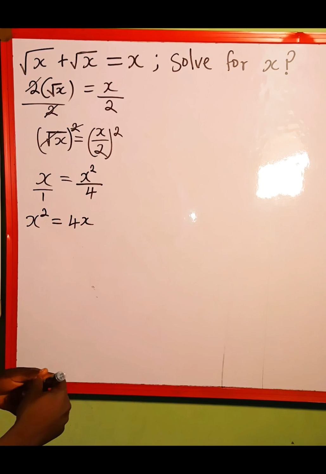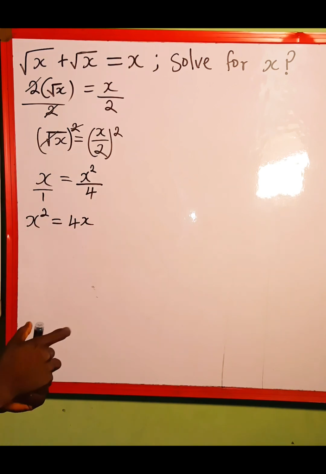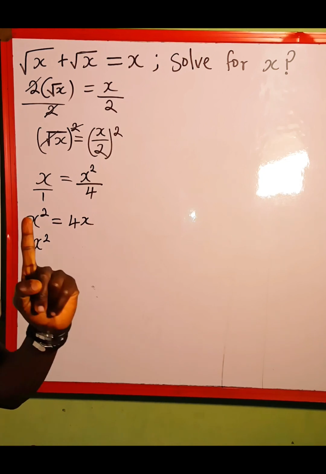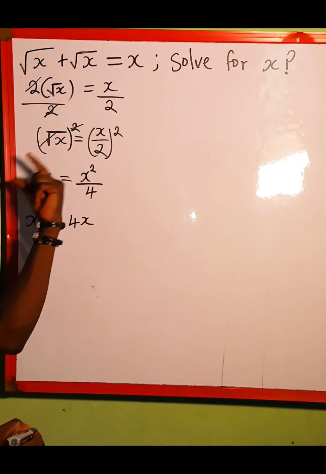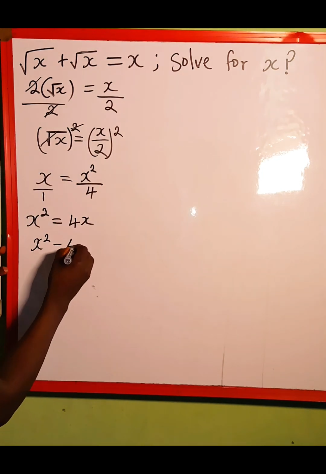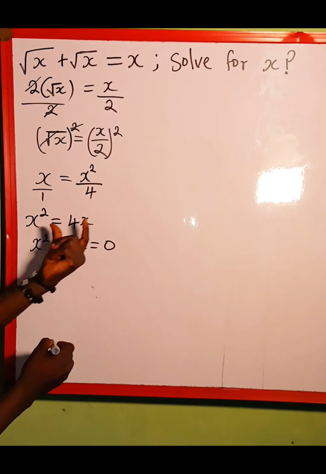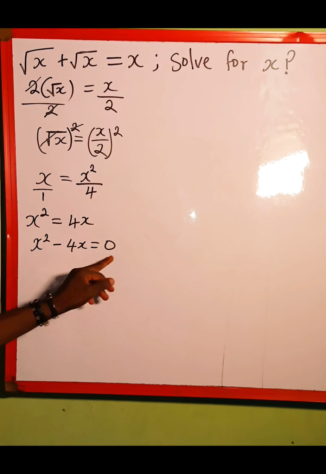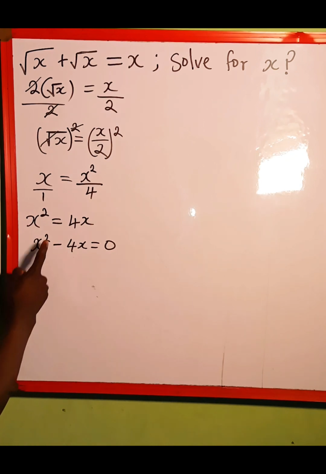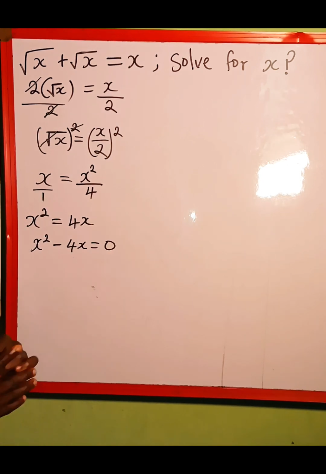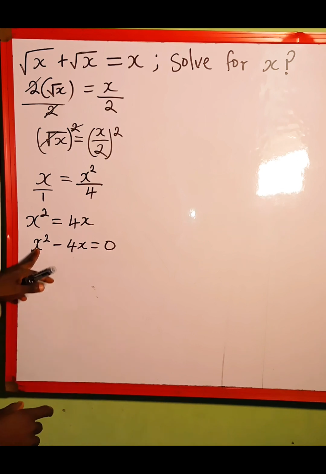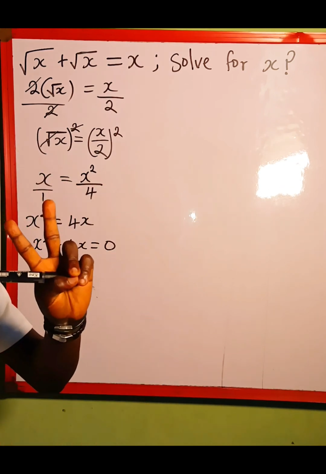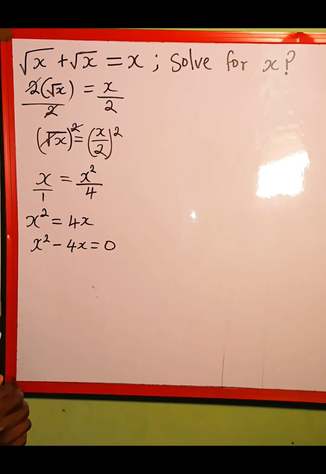Now the next thing we're going to do is to take this 4x back to the left hand side. Then we have x squared. And remember, whenever a positive number crosses an equality sign, it becomes negative. So we have negative 4x, which is equal to 0, because there's nothing in the right hand side. Now what do you notice? We have a quadratic equation. X squared minus 4x equal to 0. We call this a quadratic equation because the highest power of the variable here is 2. Now we are expecting to get 2 possible solutions that will satisfy this quadratic equation.